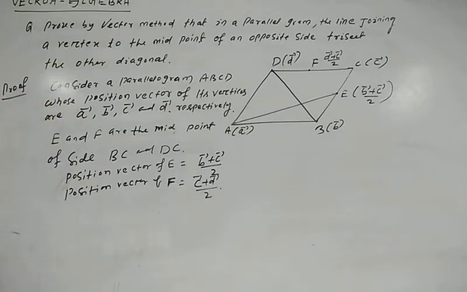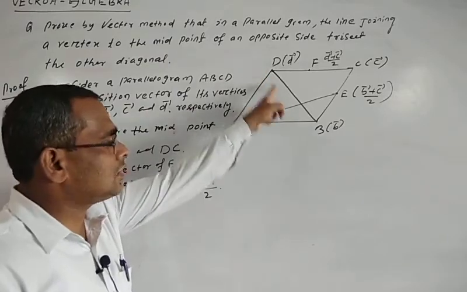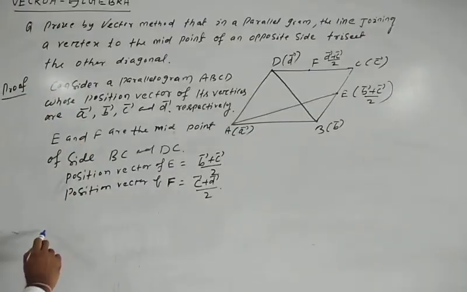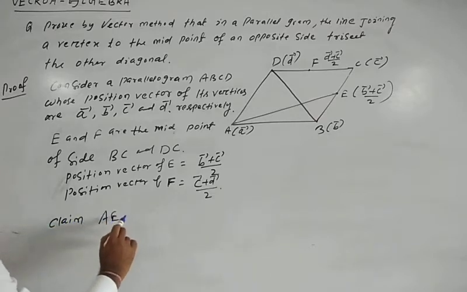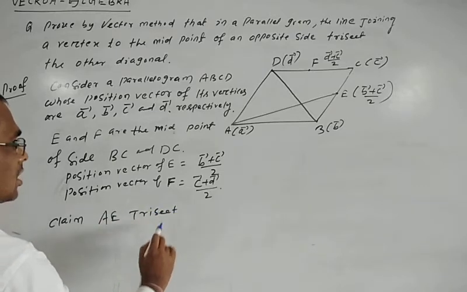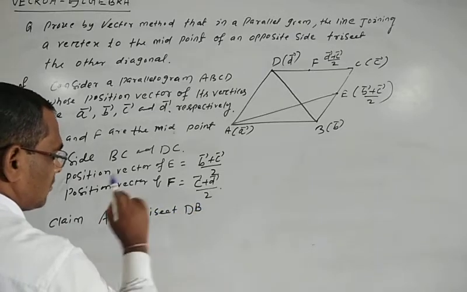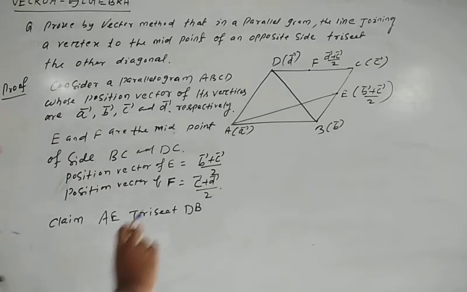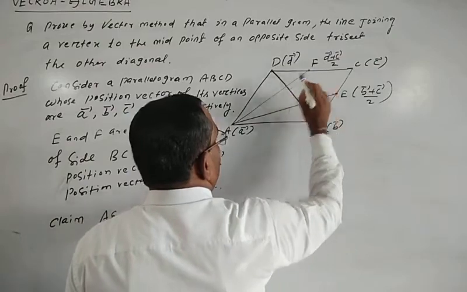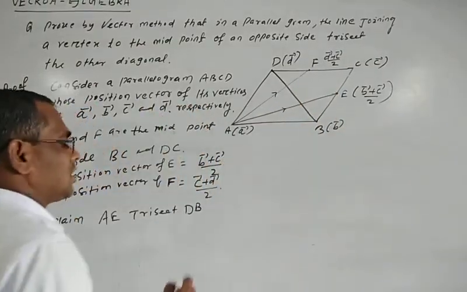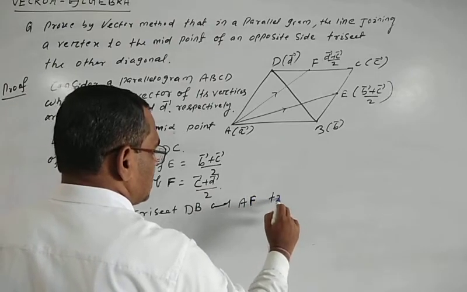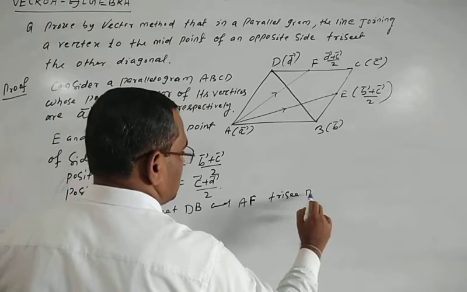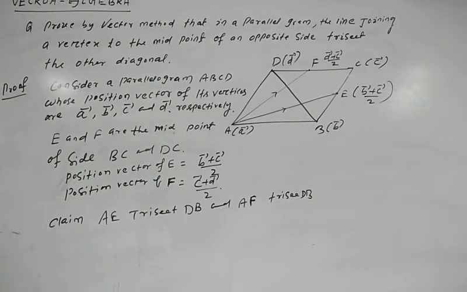Okay, so we prove AE trisects DB. Let us claim AE trisects DB, and AF also trisects DB. AF trisects DB. Okay, we have to prove AE trisects DB.